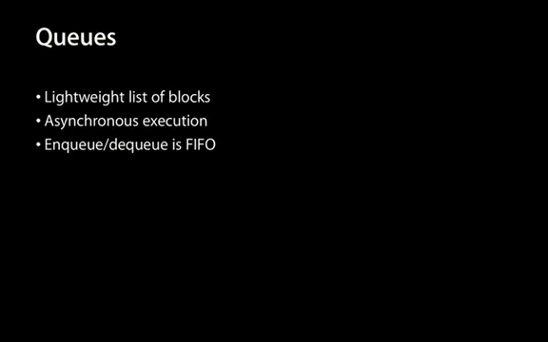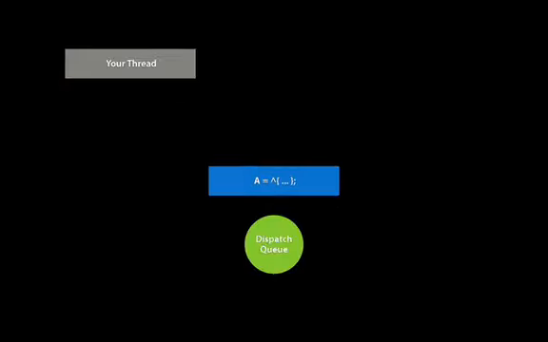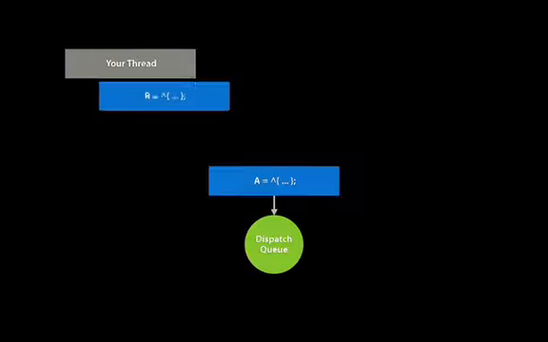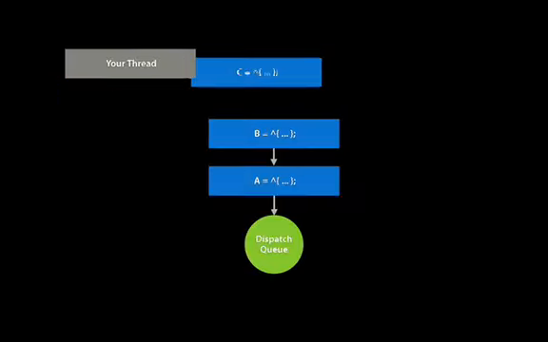Enqueue and dequeue is FIFO. This is shared among all queues, and we'd like to show an animation of what this looks like. So you can have your thread, and you allocate a dispatch queue. You can then create a block, and then dispatch async to it, like we've shown earlier. It puts it on the queue, and in fact, you can allocate multiple blocks.